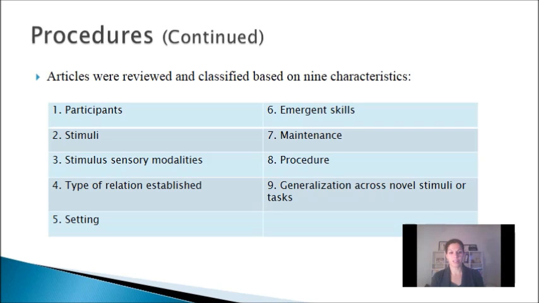Generalization was another characteristic used. So do the skills generalize across novel stimuli or tasks? Long-term maintenance or stability: how long are the emergent behaviors maintained? And the sustainability of the intervention. It also looked at procedures. So did the students use a computerized program or were the instructions automated? And settings. So were they taking place in the laboratory, school, day programs, etc.